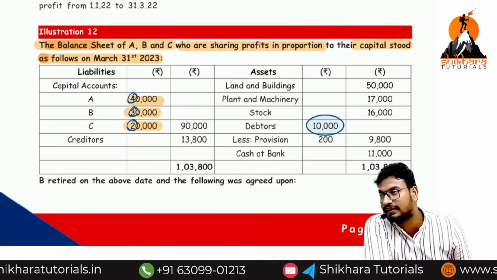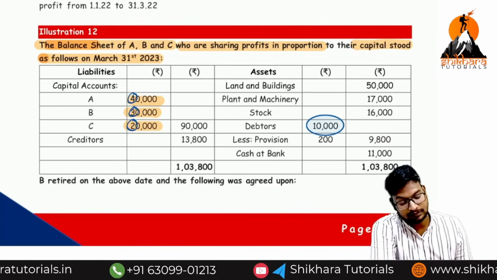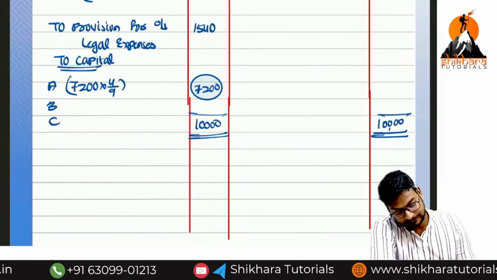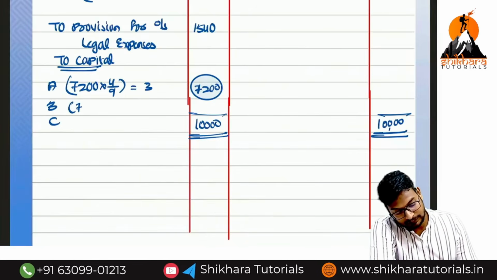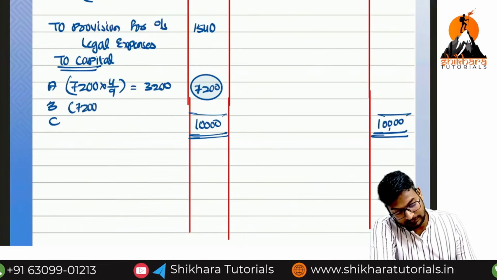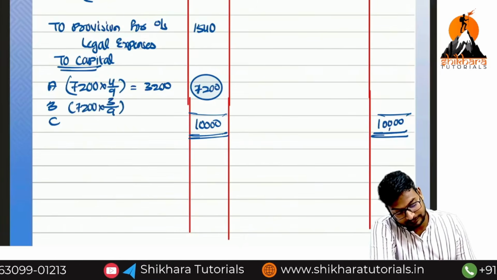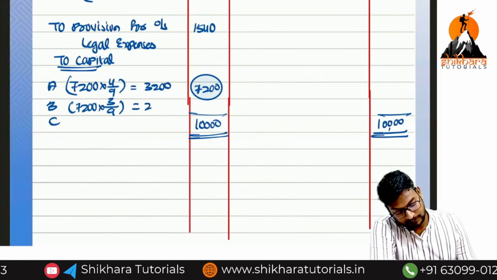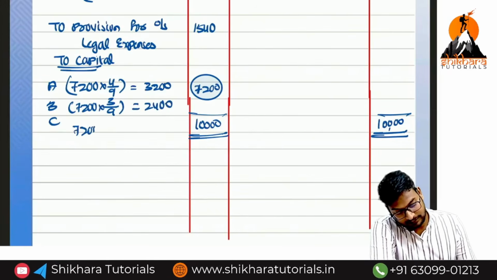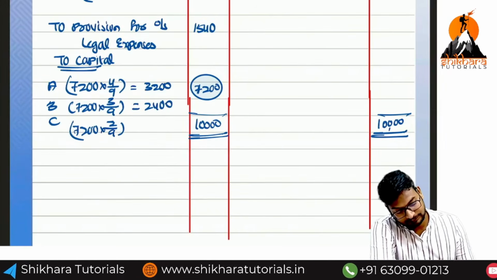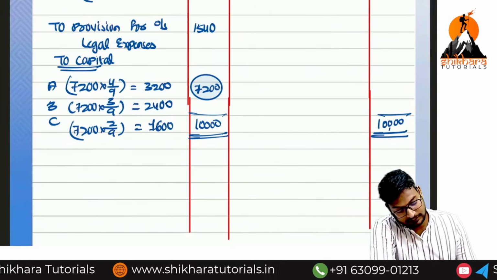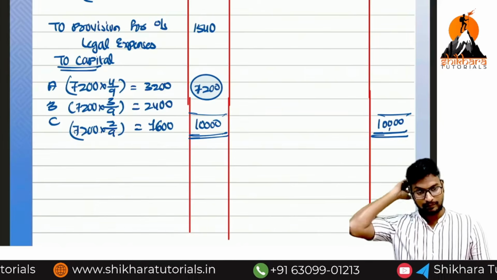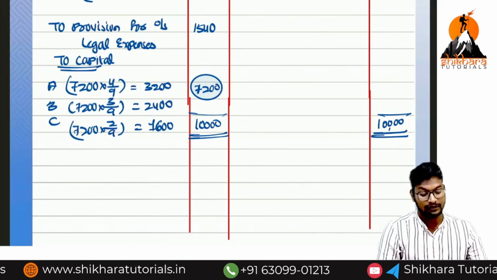Proportion of capitals they are saying. Proportion of capitals. 7,200 into 4 by 9 is 3,200. What is the next one, Amma? 7,200 into 3 by 9 only, 2,400. 7,200 into 2 by 9, 1,600. Okay, guys? So next what we need to do?